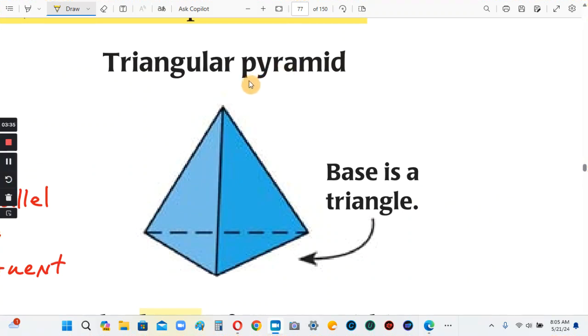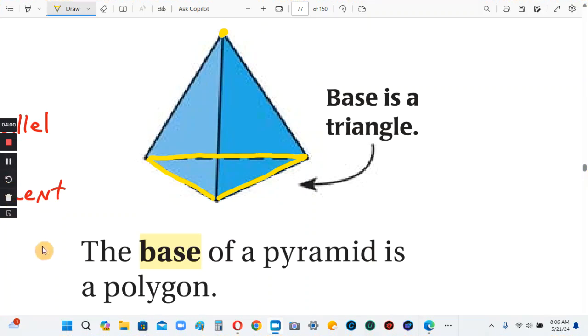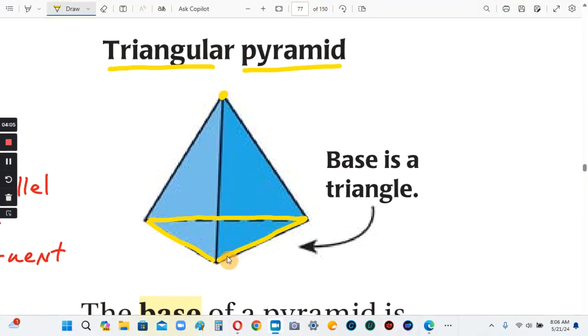And remember we said for the pyramid, the faces meet at a point. See, they meet at this point right here. And this here is a triangular pyramid. Why is it a triangular pyramid? Because the base is a triangle. You can see right here on the bottom, the base of the pyramid is a triangle. The base of a pyramid is a polygon, and the pyramid is named after its base. Since it's a triangle, it's called a triangular pyramid.